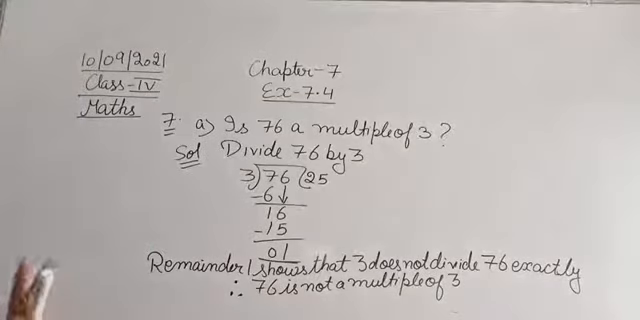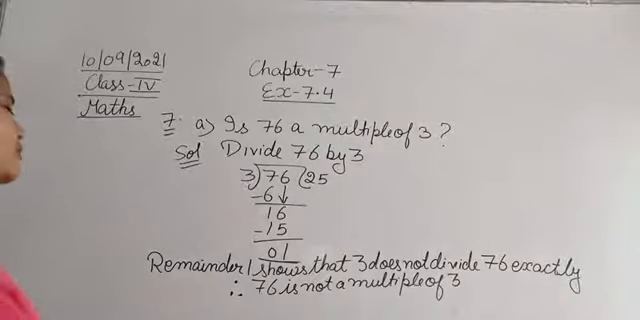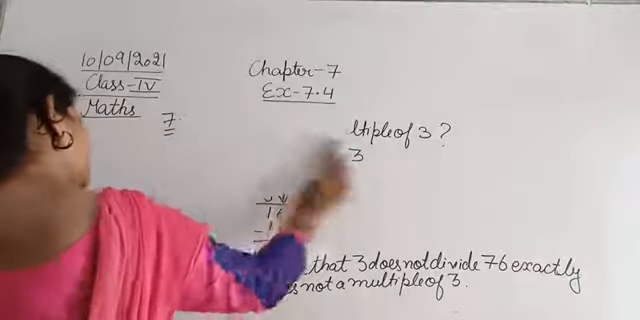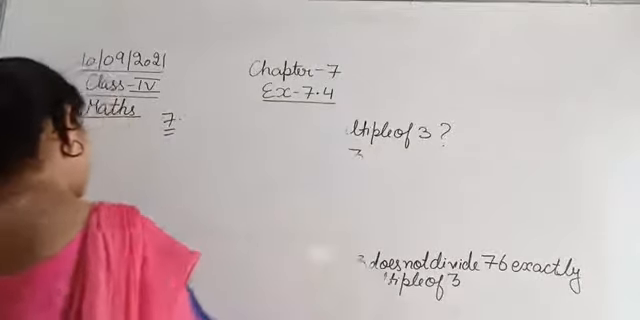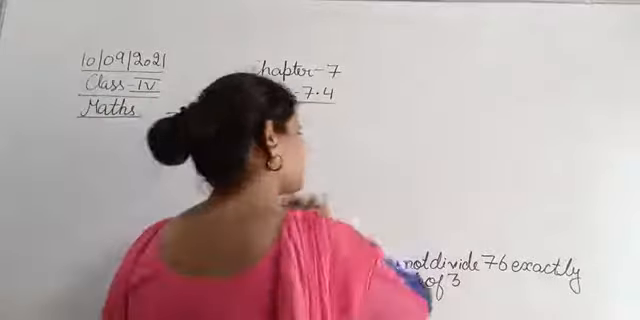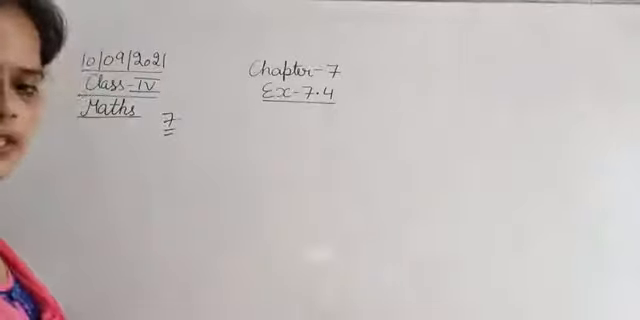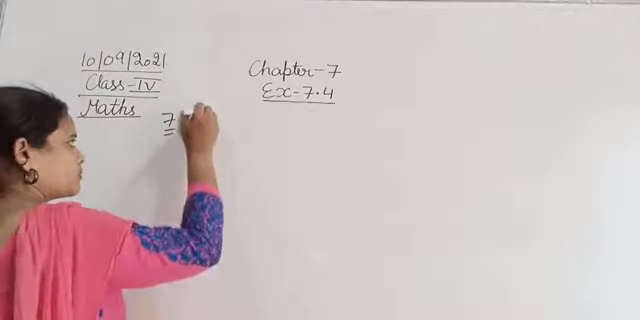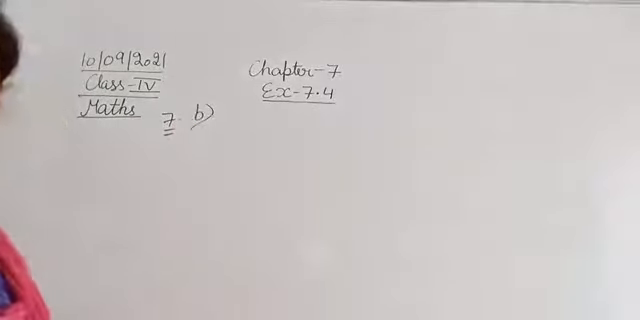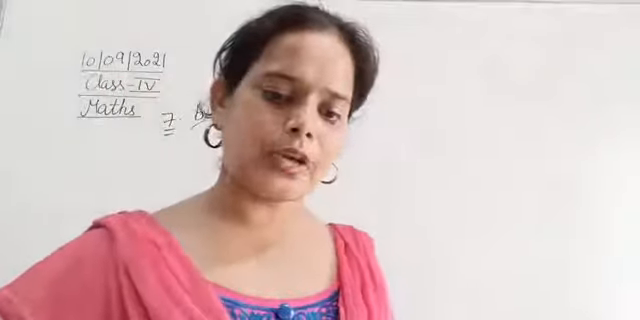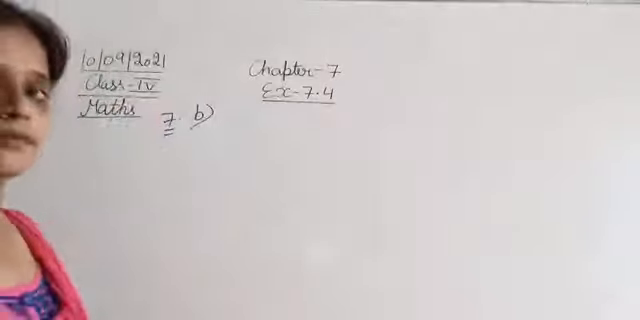This is the A part of question number 7. Moving next to the B part of the same question number 7. Let's move to the B part. The B part is: is 48 a multiple of 12?